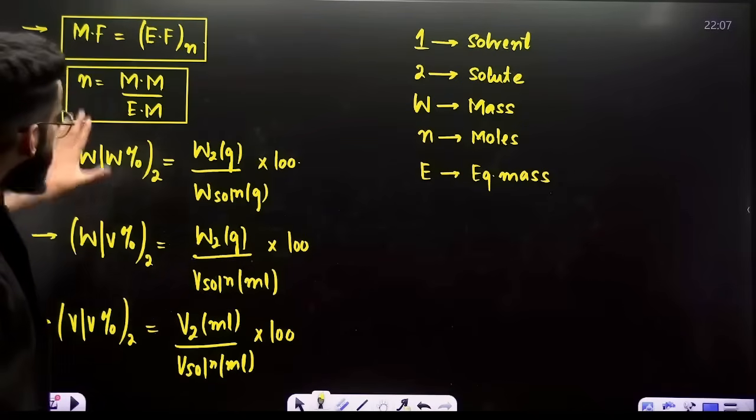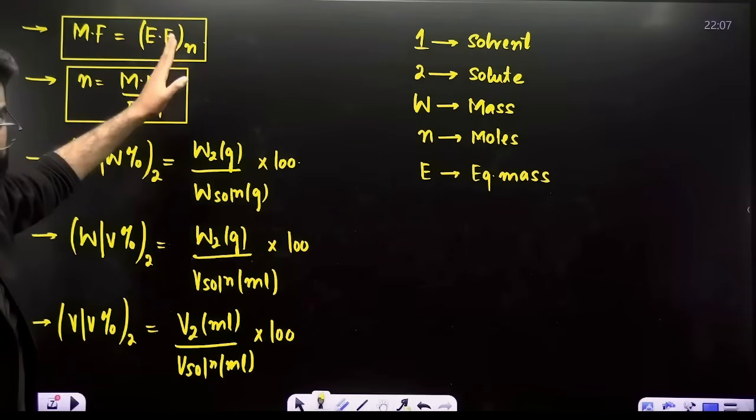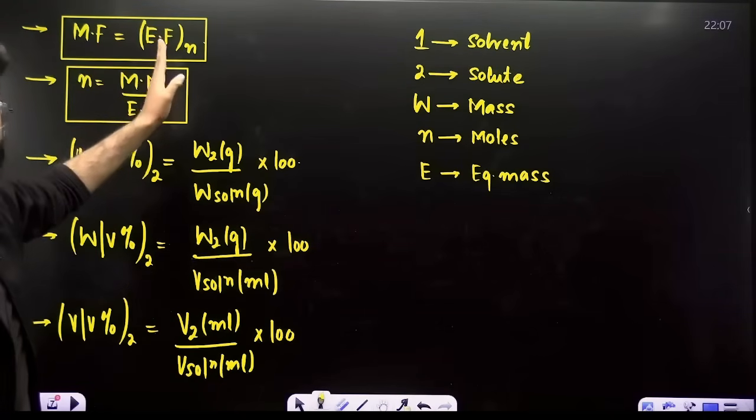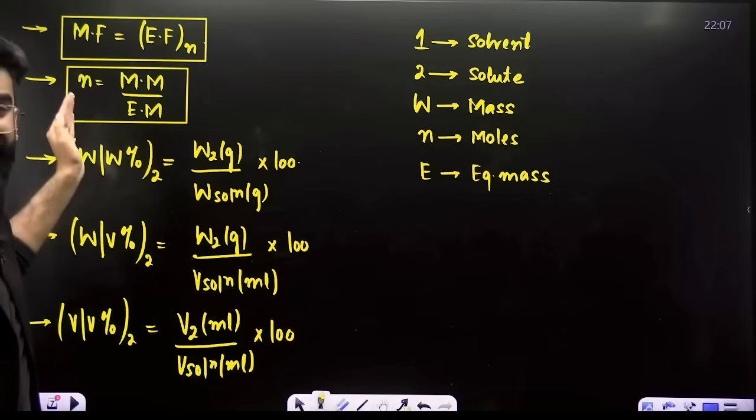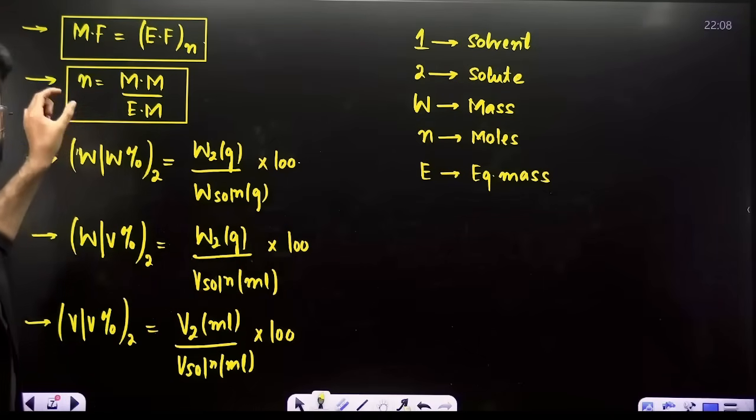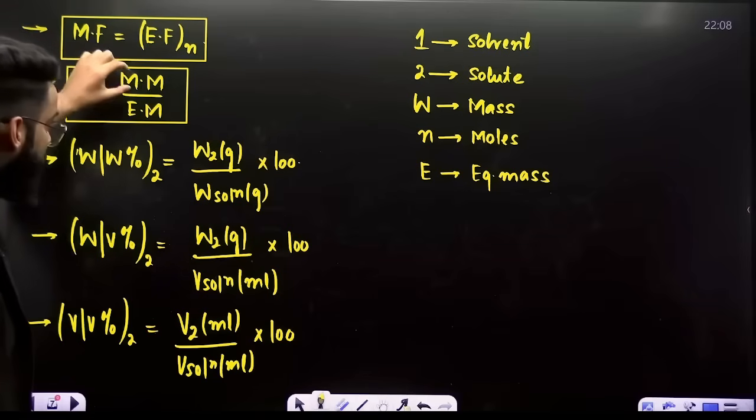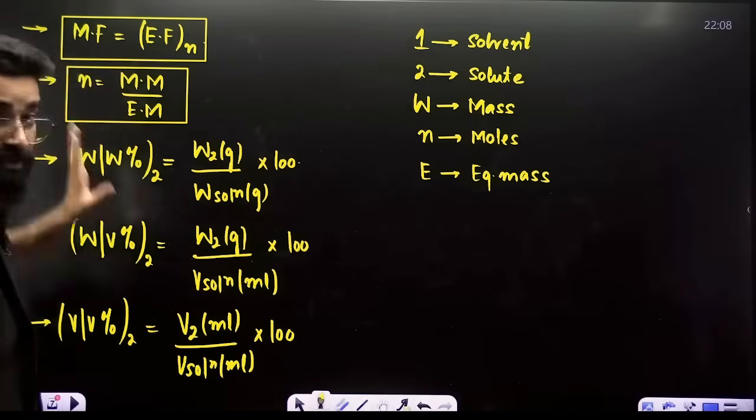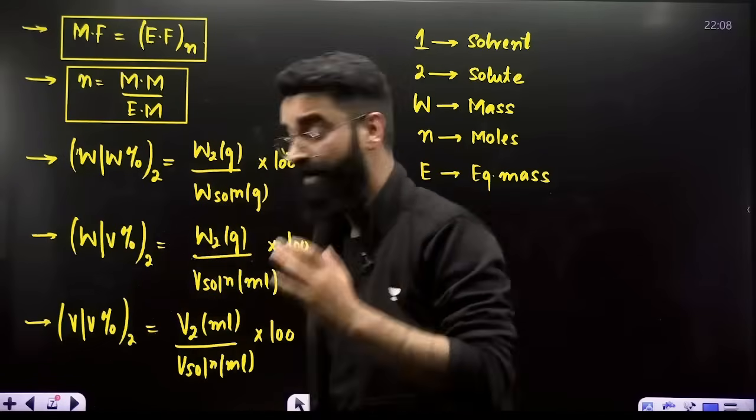Moving ahead, molecular formula and empirical formula. This is the result. Molecular formula is equal to empirical formula multiplied by N. What is N? N does not represent here the moles. N represents the ratio of molecular mass of the substance to that of empirical mass of the substance, right?